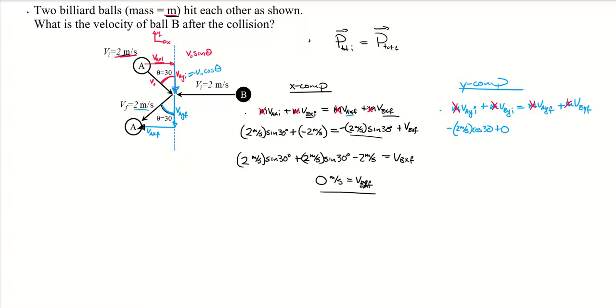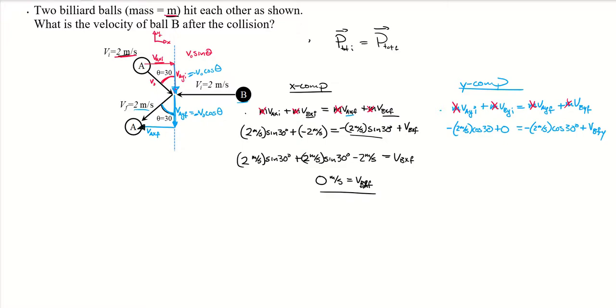Ball B has no component in the y direction. It's moving purely left to right. So that's 0. After the collision, ball A is again adjacent to that 30-degree angle. So it's going to be V naught cosine of that angle, and it's still going downwards, so that's a negative. So this is going to be negative 2 meters per second cosine 30 degrees. And that's going to also have the final speed in y. We don't know what that ball is doing after the collision yet.